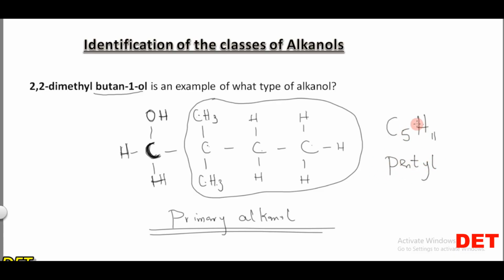All right, so this C5H11 is pentyl, an example of an alkyl group. So this compound is an example of a primary alkanol because you have just one alkyl group attached to the carbon atom carrying the OH group.